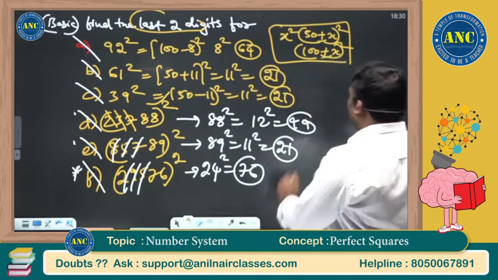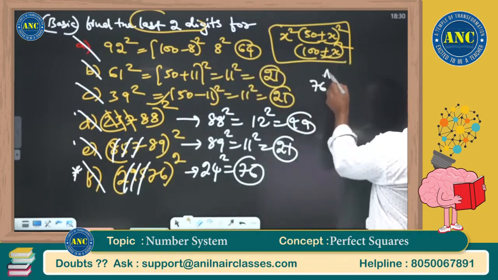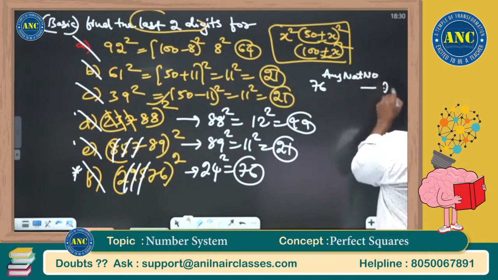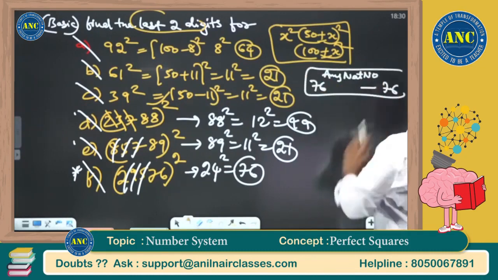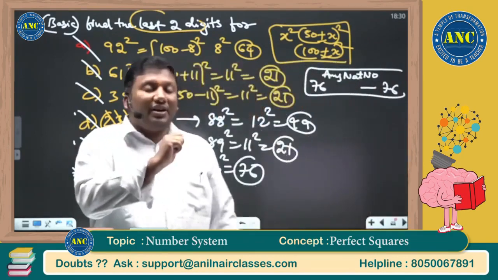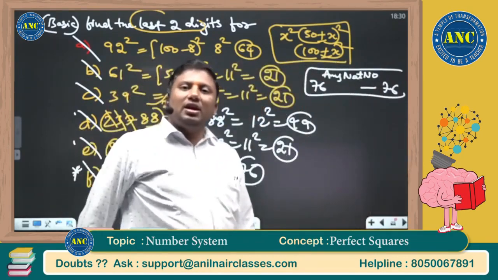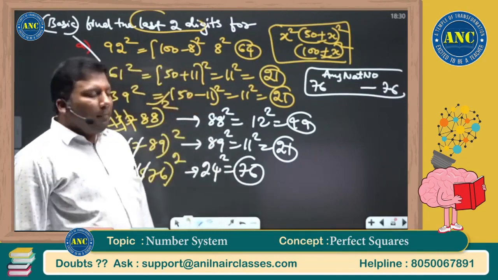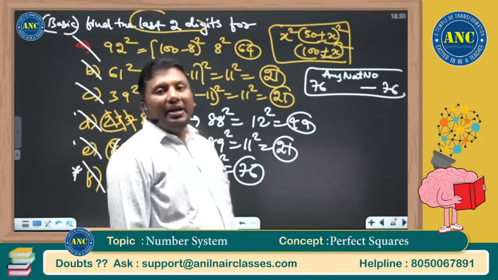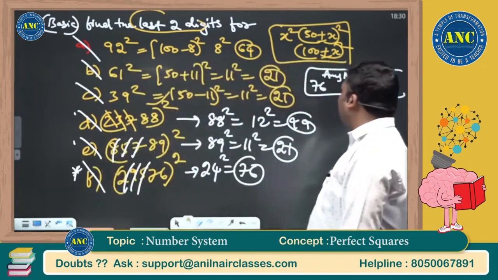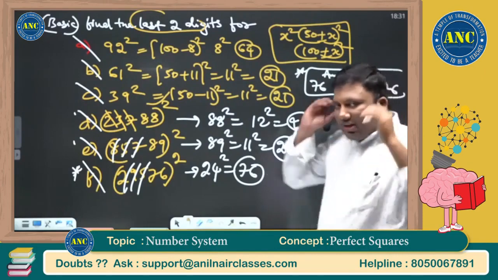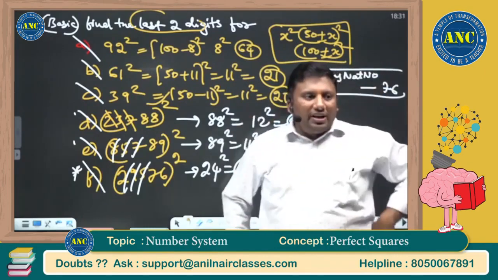Sixth question. Please write down this point, sir: 76 power any natural number is 76. 76 is a magic number. I will discuss the beauty of 76 when I am discussing the last 2 digits of a number. Please write down: 76 power any natural number is 76. I hope it is clear.